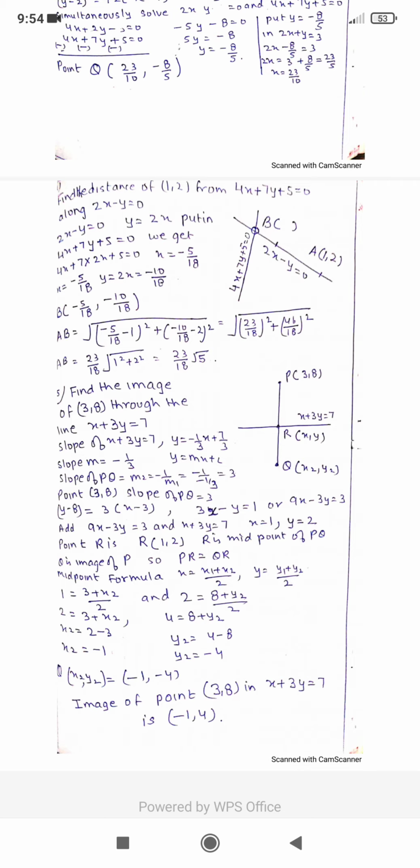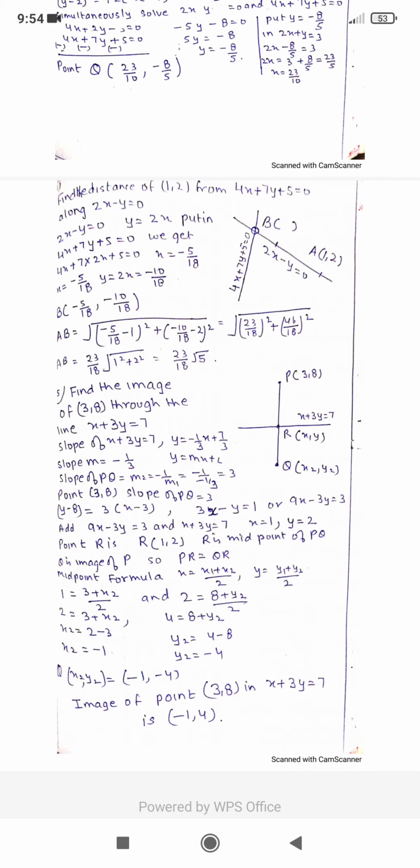Now the point R is the point of intersection of PQ and x + 3y = 7. We find the point of intersection by simultaneously solving them, and we get the point R as (1, 2). Now we can find Q. We know that R is the midpoint of P and Q, so we can use the midpoint formula: (x1 + x2)/2 = x, (y1 + y2)/2 = y.